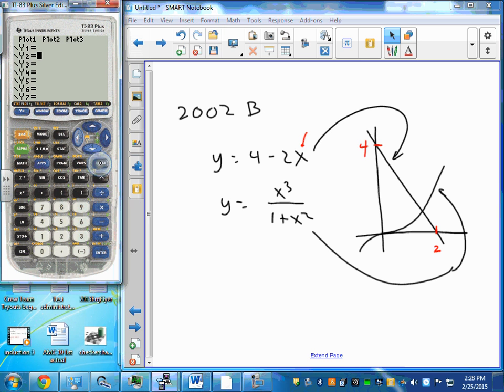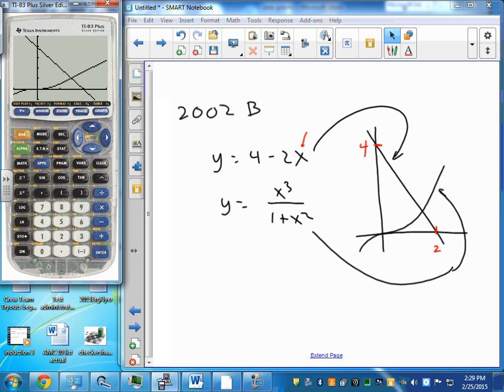Let's clear off this. We'll dump the line in on top, 4 minus 2x, and then the rational function, making sure we use parentheses for that bottom bit, x cubed divided by parentheses 1 plus x squared, and then set up the window. Let's go from -1 out to 3 by 1s, and then on the y's we'll go -1 to 5, and just take a look. Okay, so there's our graph. That mimics what we have.